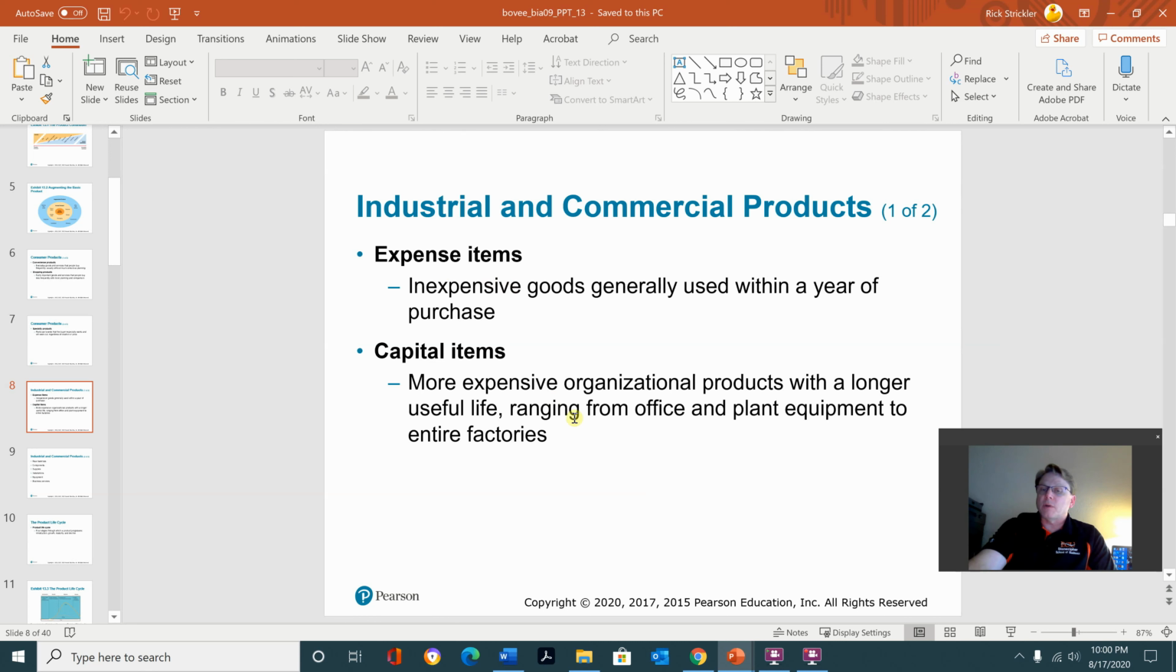Capital items are more expensive organizational products with a longer useful life, ranging from office and plant equipment to entire factories. So capital items, the building that we're in, the business school, or any of the buildings on campus are capital items. Any of the machines you see at a factory are capital purchases. Bulldozers, farm tractors are capital items. They're going to last longer than a year.